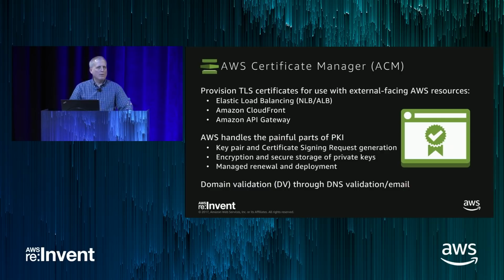Right? We will ensure the generation of sufficiently random RSA private key pairs and public private key pairs. We will make sure that those private keys are only distributed down to ELB, CloudFront, or API Gateway endpoints when you ask them to be. And we will manage the automatic renewal and redeployment of these private keys. Just last week, we introduced domain name validation through DNS, in addition to email validation. And of course, the nice thing about this for ACM is that it's entirely free.